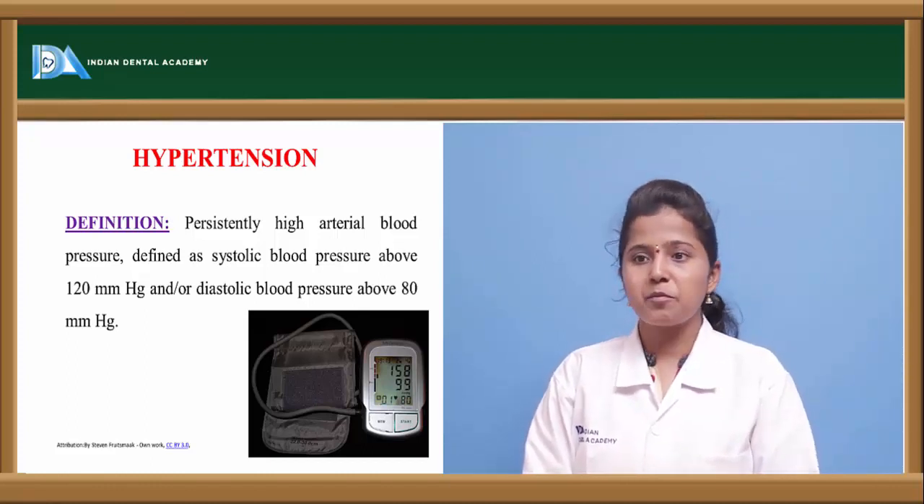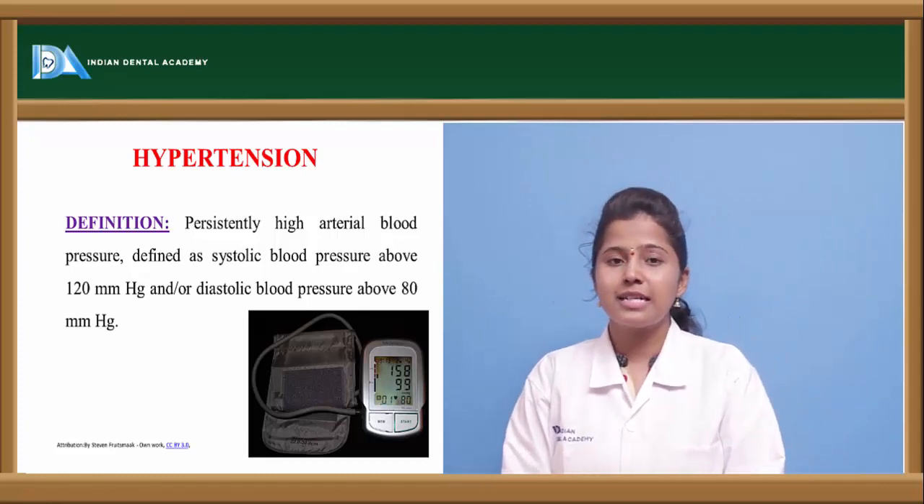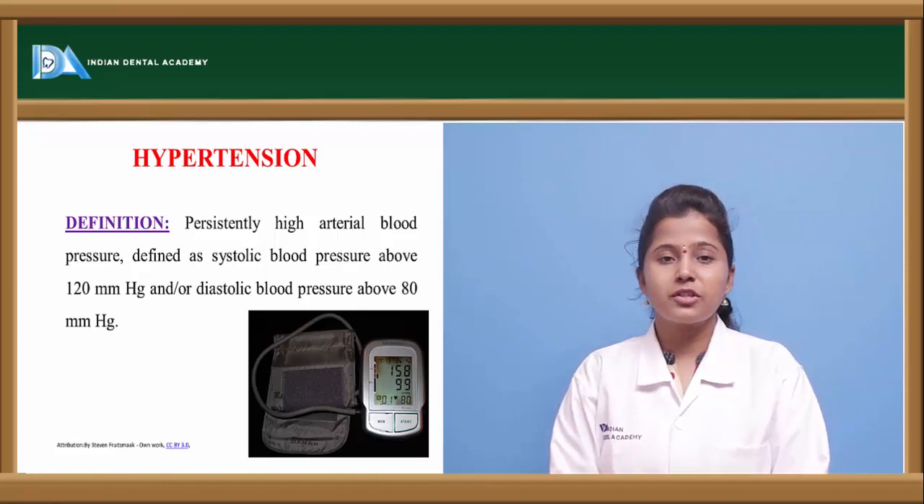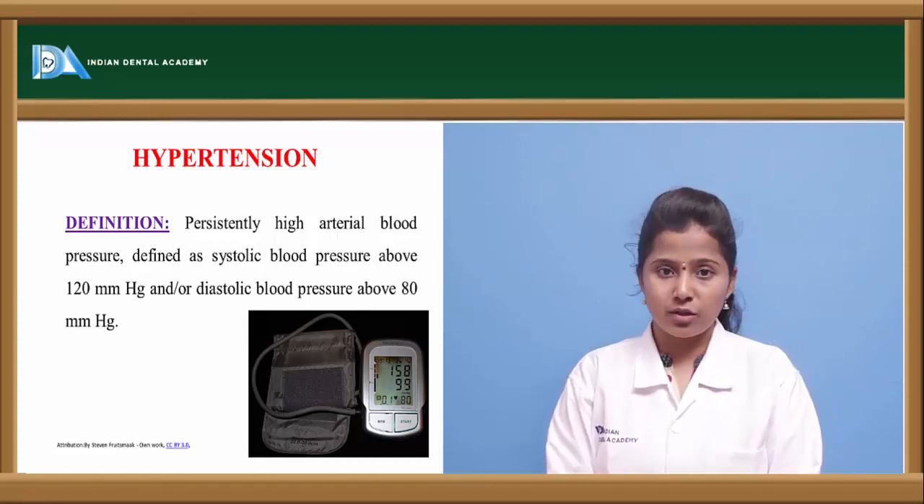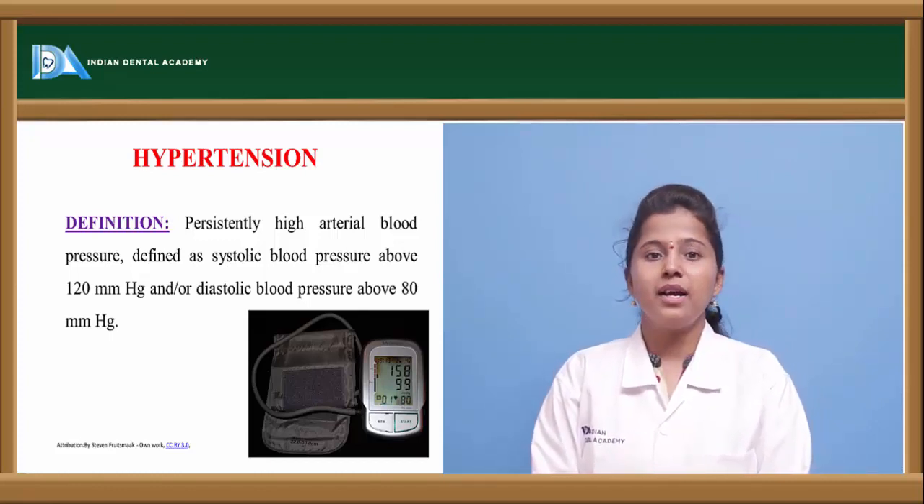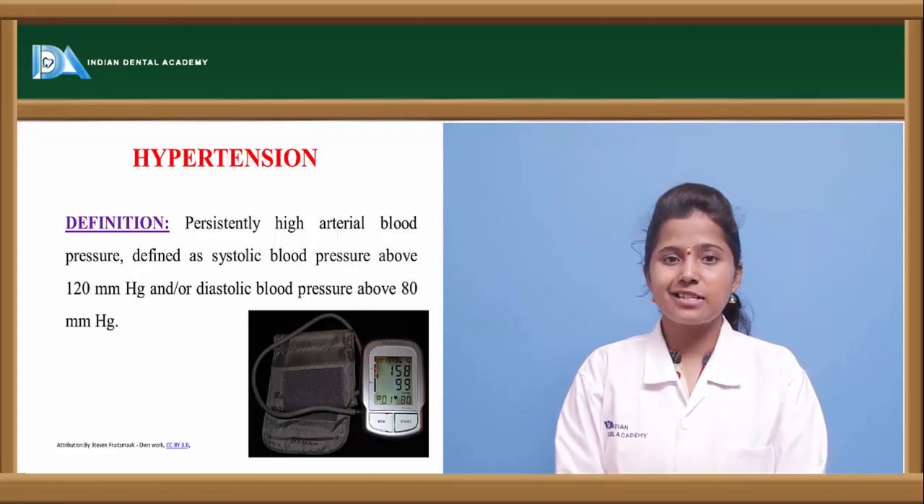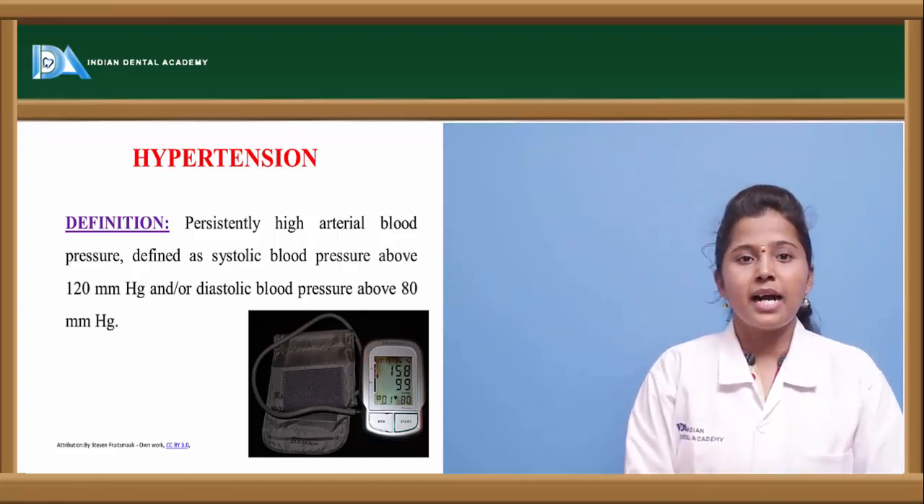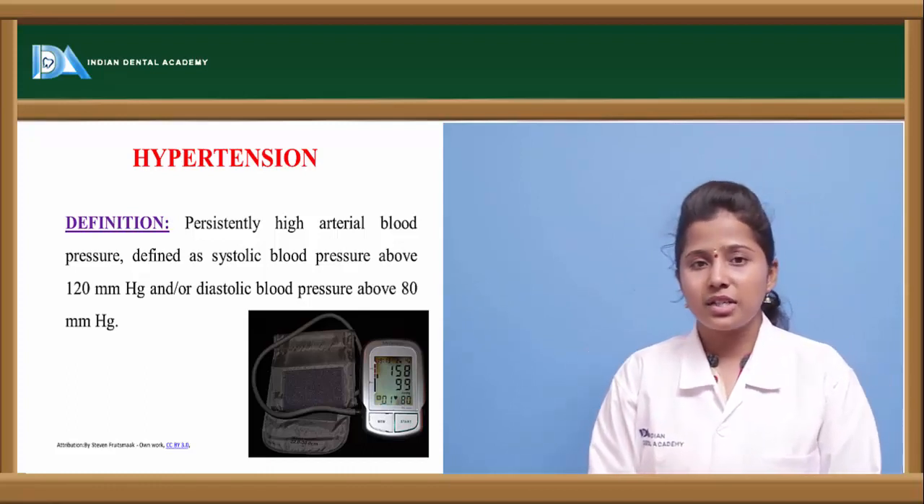But if this blood pressure is increased, greater than 140 mm of Hg systolic pressure and 90 mm of Hg diastolic pressure, that is 140 by 90, if the blood pressure exceeds 140 by 90, then that condition is called hypertension. Why is this hypertension caused?